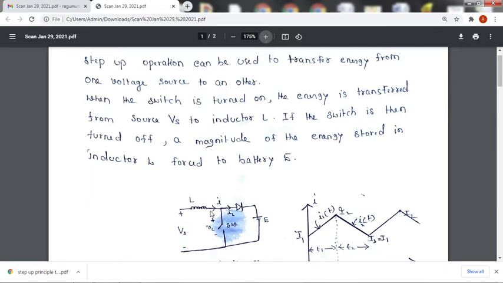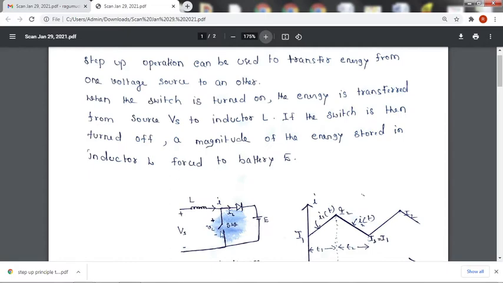Here I am explaining how we can use this step up converter to transfer energy from this voltage source to this voltage source. Here on the load side we have kept a battery, and this is considered as a source voltage. Step up operation can be used to transfer energy from one voltage source to another. Here we are transferring the energy from this voltage source to this voltage source.